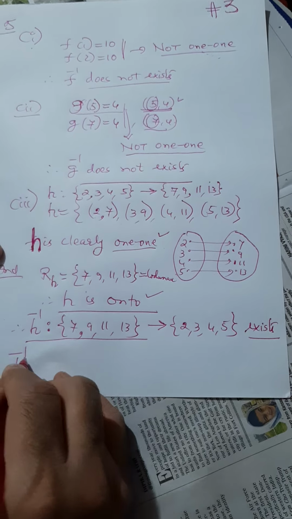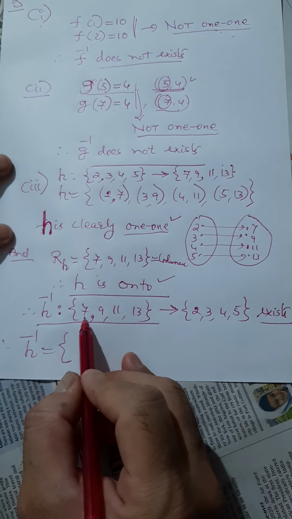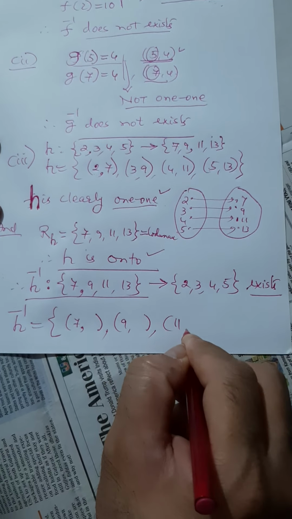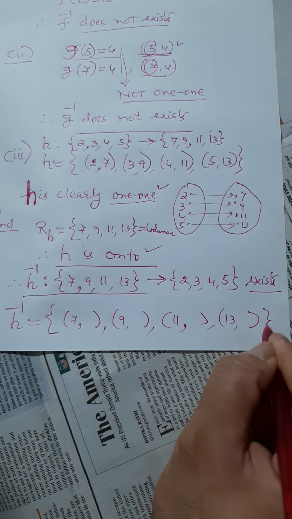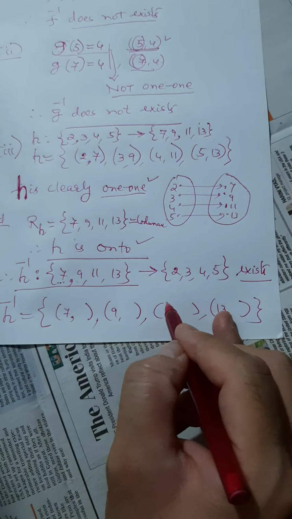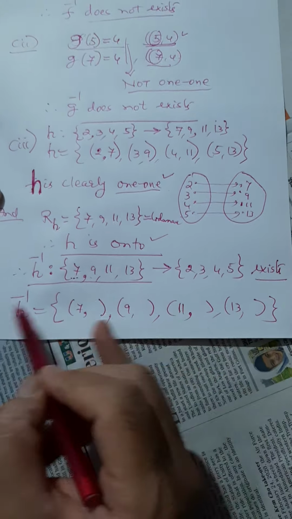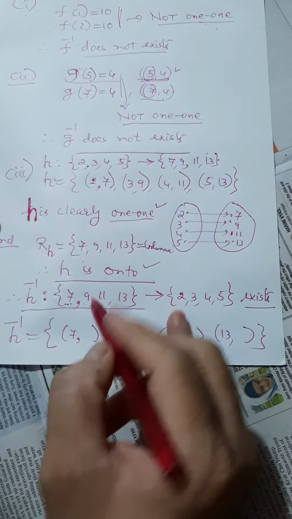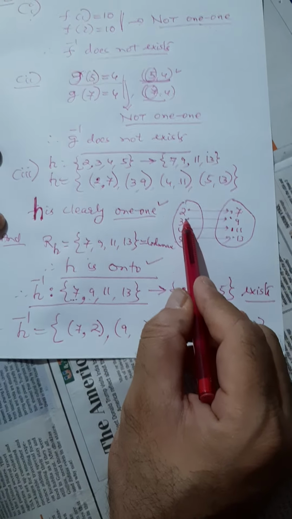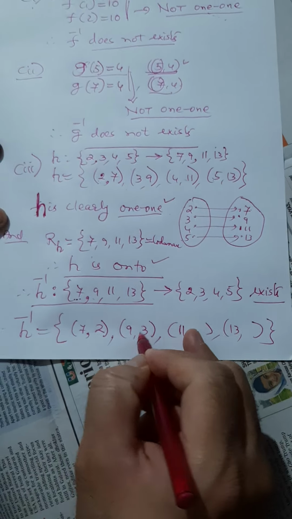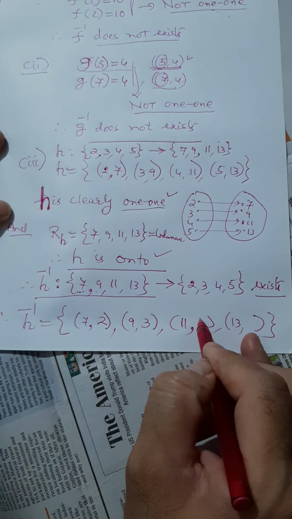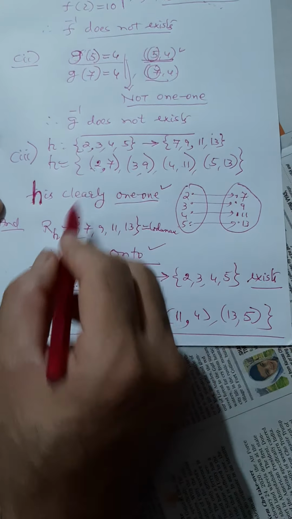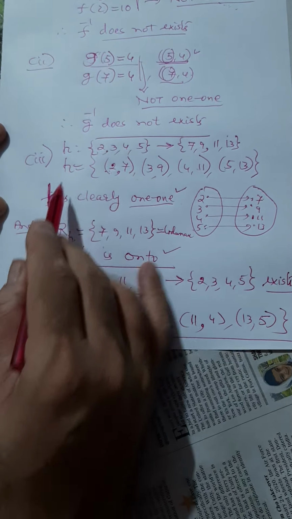But if you want to find the inverse function here, it would have 4 ordered pairs: 7 comma something, 9 comma something, 11 comma something and 13 comma something. The number of ordered pairs is always equal to the number of elements in the domain. This is always true. Now you just reverse it. You see here, h of 2 is 7, so h inverse 7 is 2. Just reverse the ordered pair. h of 3 is 9, so h inverse 9 is 3. h of 4 is 11, so h inverse 11 is 4. h of 5 is 13, so h inverse 13 is 5. This way, this is the inverse function. Just reverse the ordered pair. This is h inverse. This is the given function h.